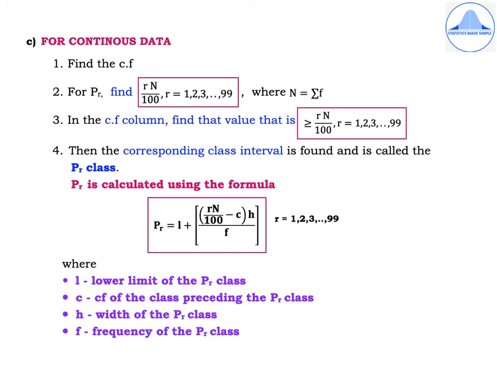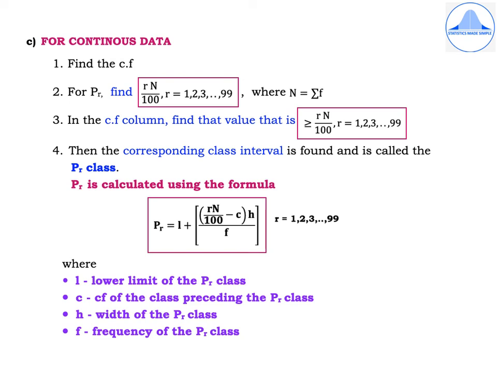Subdivision C, for continuous data. First step is to find the cumulative frequencies. Then for Pr, find rn by 100, where r takes the values 1, 2, 3 up to 99. And you know that capital N is equal to summation f. Third step, in the CF column, find that value that is greater than or equal to rn by 100, where r takes the values 1, 2, 3 up to 99.